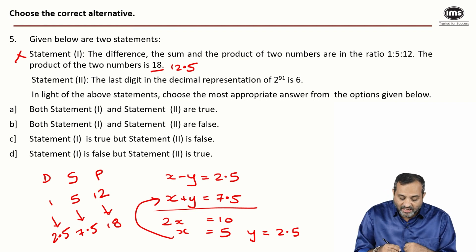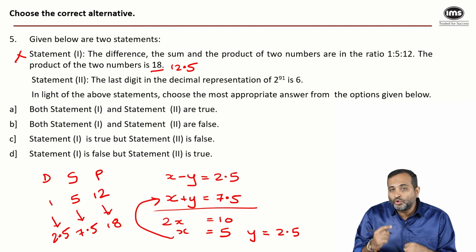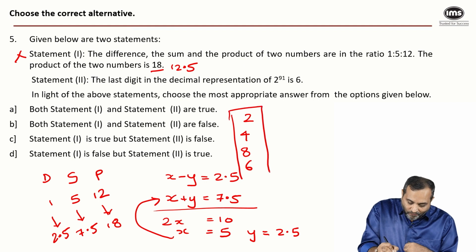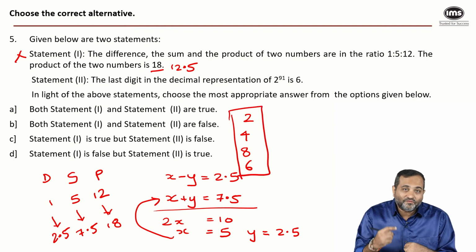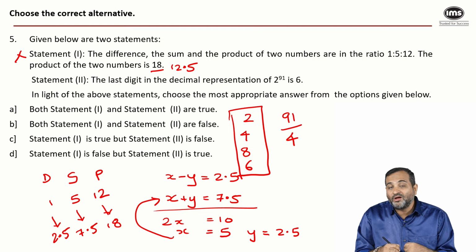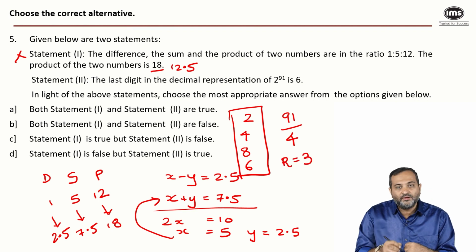The last digit in the decimal representation of 2 raised to 91 is 6. I want to find the last digit of 2 raised to 91. I'm sure you are aware the cycle for 2 is 2, 4, 8 and 6. This is the cycle for 2. If you want to find the last digit of 2 raised to 91, what do I do? I divide 91 by 4 and check for the remainder. Can I say 91 when divided by 4, the remainder is 3?